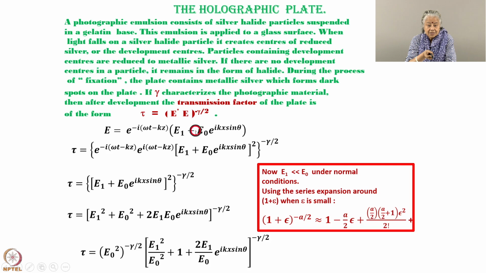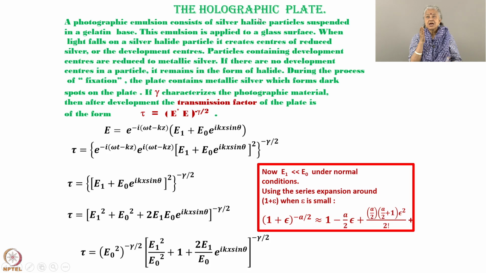The plate consists of metallic silver which forms dark spots on the plate. If gamma characterizes the photographic material, then after development the transmission factor of the plate is of the form tau equals E star E raised to minus gamma by 2. This part you have to assume, obviously. This is the transmission of that holographic plate, and remember we have taken a glass plate.